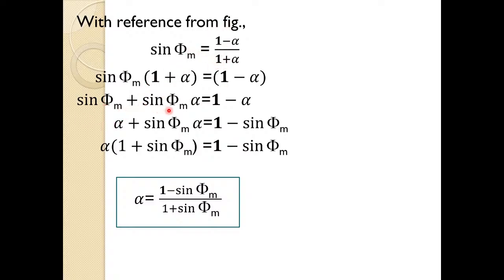You will get sine phi m plus sine phi m alpha equal to 1 minus alpha. And alpha plus sine phi m alpha is equal to 1 minus sine phi m. Here I have taken alpha common, you will get alpha into (1 plus sine phi m) equal to 1 minus sine phi m. So from this you will get the alpha equation: alpha is 1 minus sine phi m by 1 plus sine phi m. It's a simple mathematical simplification. I hope you are able to follow. Nothing complicated is there.